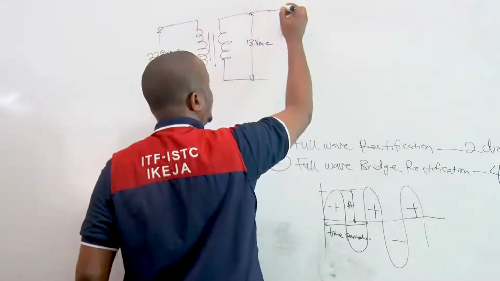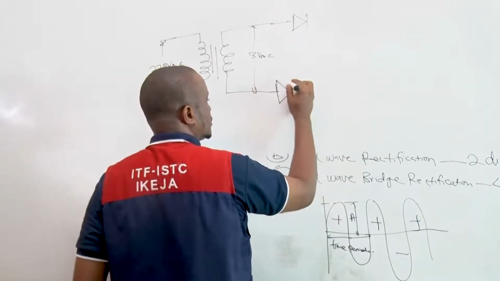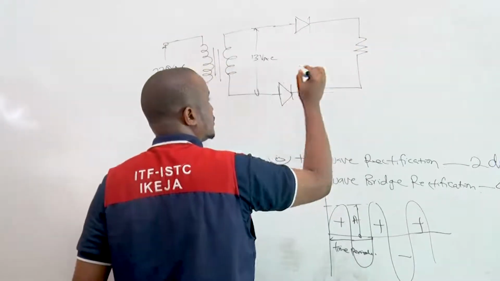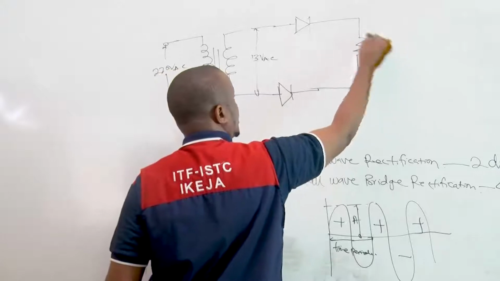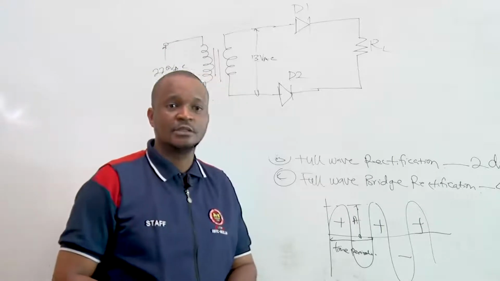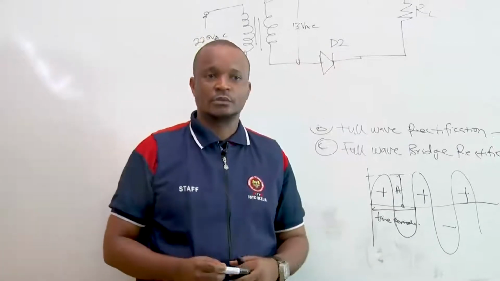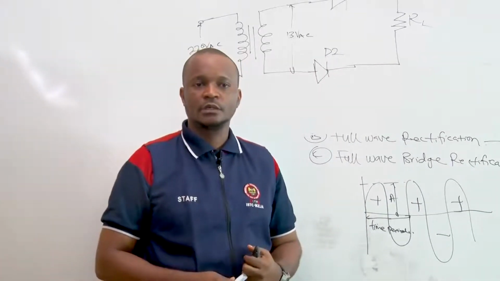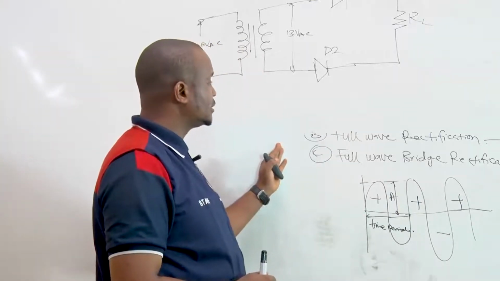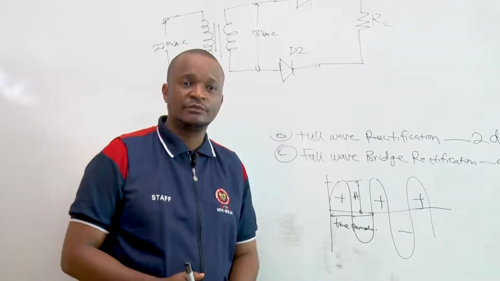Then we can place our two diodes here in order to achieve a full wave rectification, RL. So we call this D1, we call this one D2. That is the two diodes. So these two diodes will help in taking care of the disadvantage in the half-wave rectification.